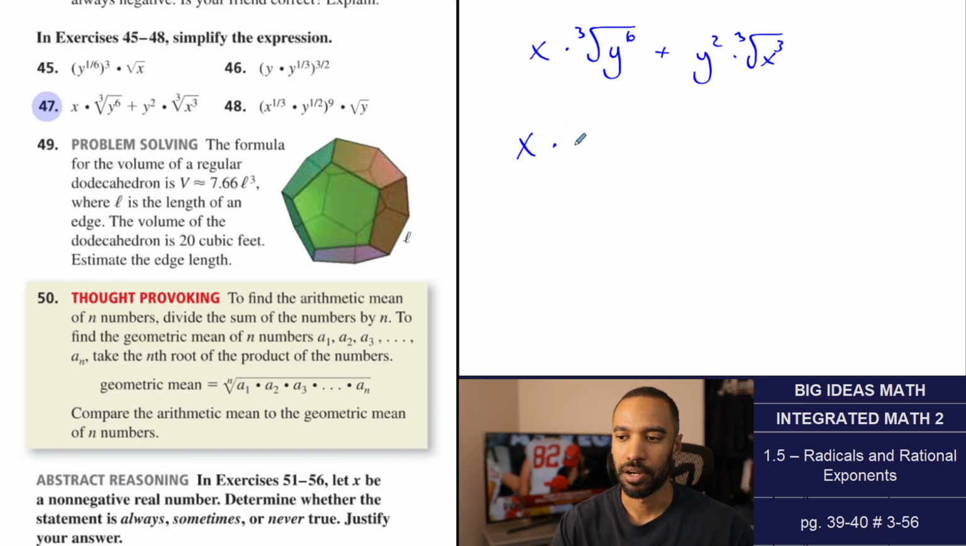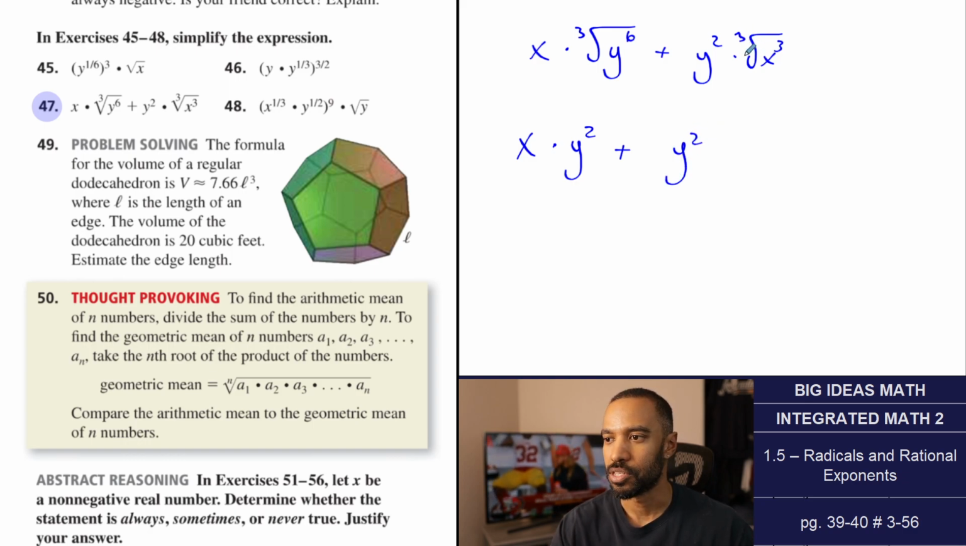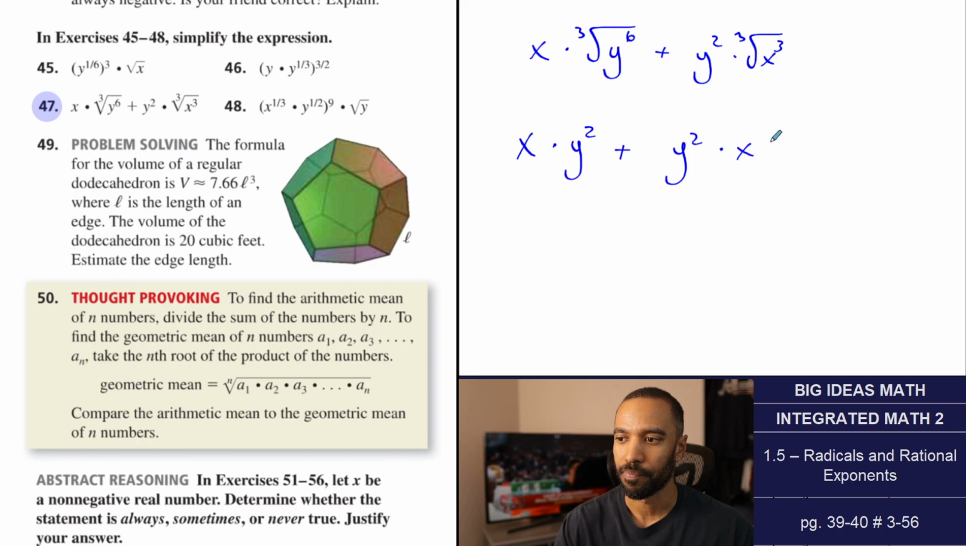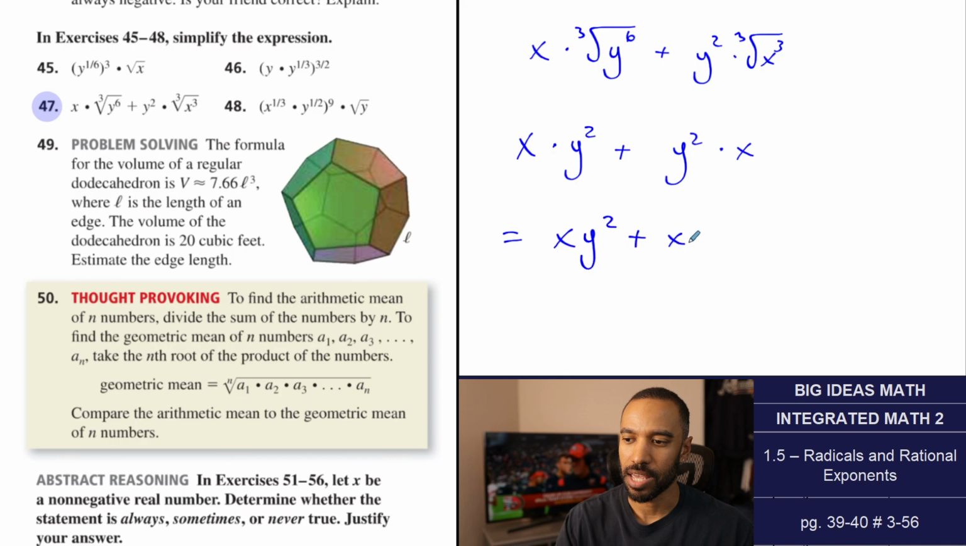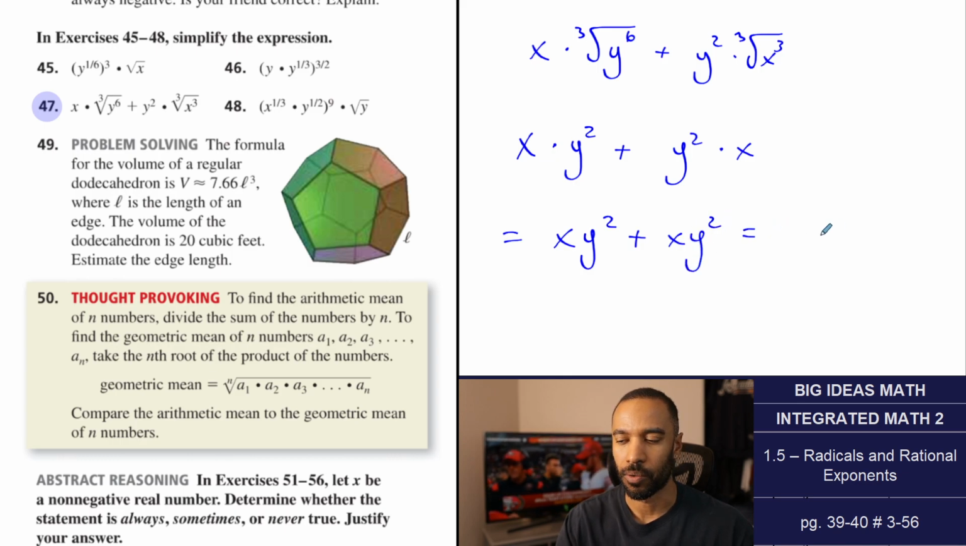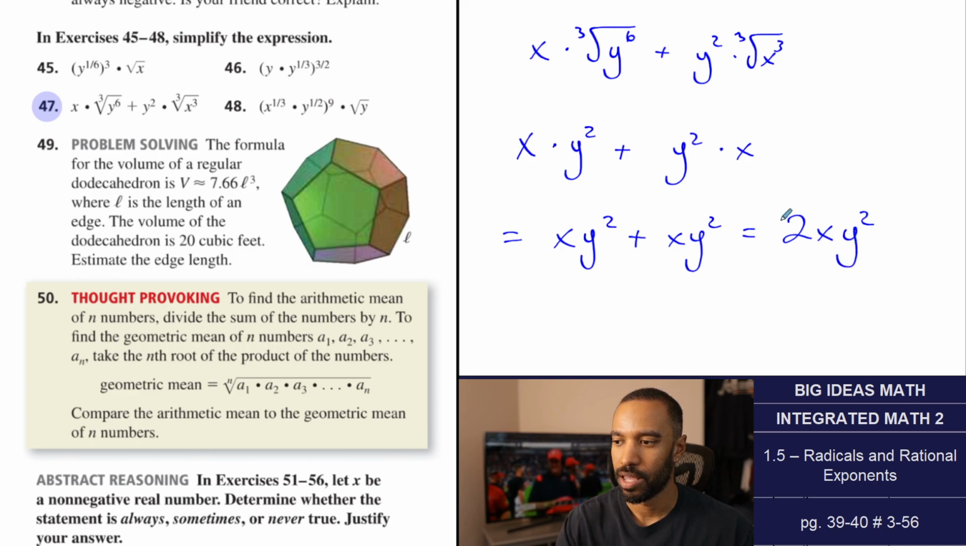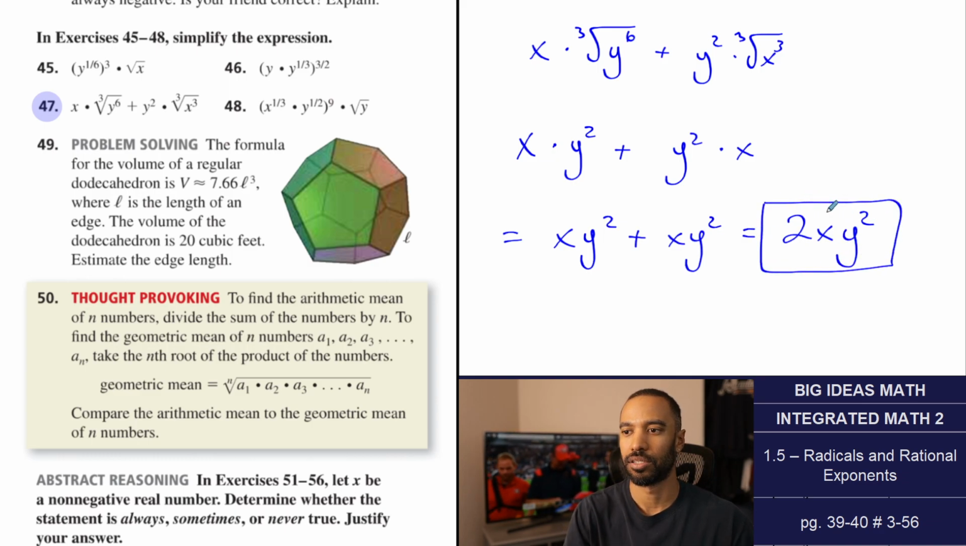Y to the 6/3, y squared. And this has a y squared as well, and this is x to the 3/3. You do 3 divided by 3, which is 1, and that gets you x. Now this gives you xy squared plus xy squared when you write them in order, and you can combine like terms. 1xy squared plus 1xy squared is 2xy squared.